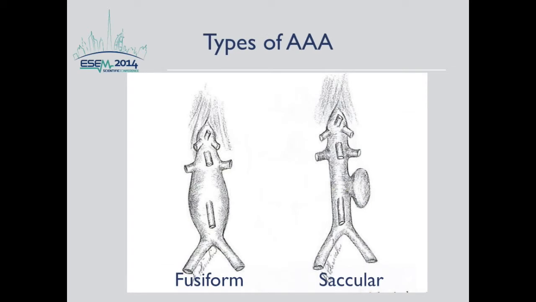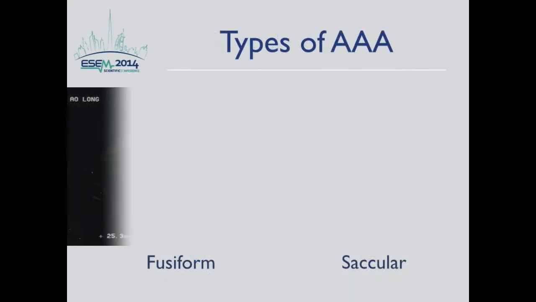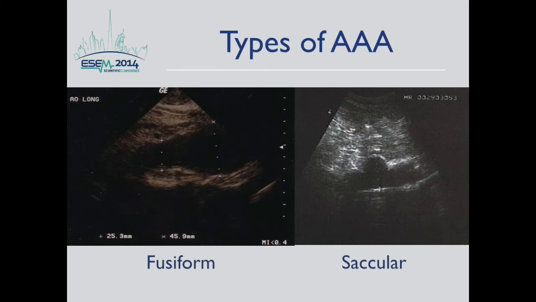There are two types of aneurysms: the fusiform and the saccular aneurysm. The fusiform aneurysms are much more common compared to the saccular aneurysm. They involve dilation of the entire circumference of the affected segment of the aorta, while the saccular aneurysm is an asymmetrical outpouching of the aorta. It's like a sac. And these are ultrasound image representations of the different types of abdominal aortic aneurysms.